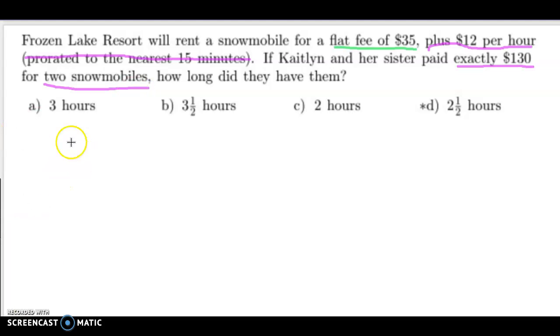First thing we're going to do is write a let statement. Our let statement is usually found in the last sentence. So I'm going to say let X equal, and notice this last question. How long did they have them? So that must mean I'm looking for the number of hours because that will represent how long I actually have the snowmobiles for.